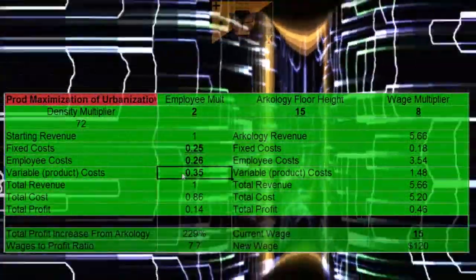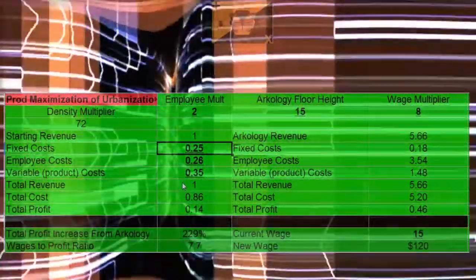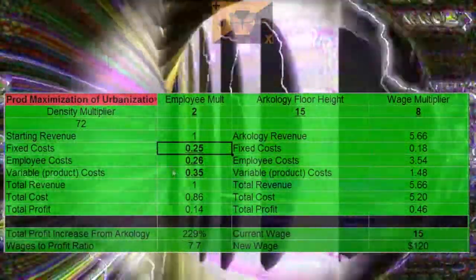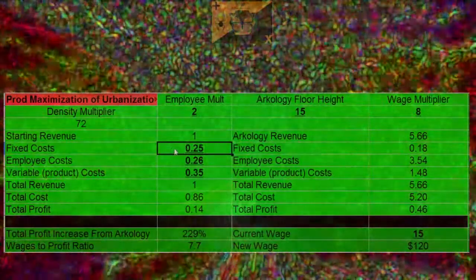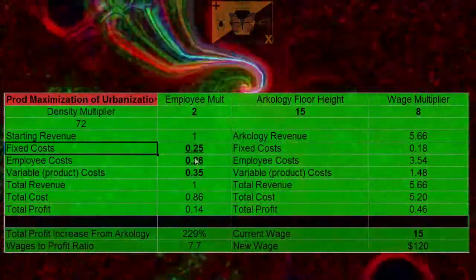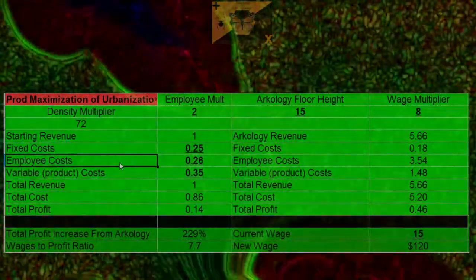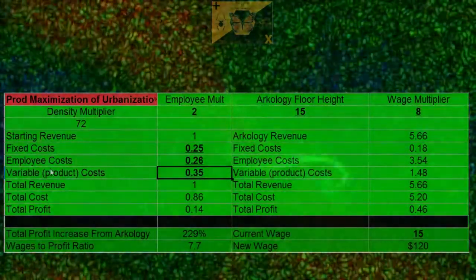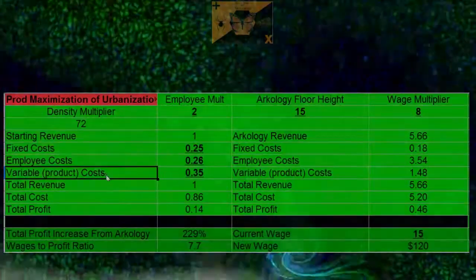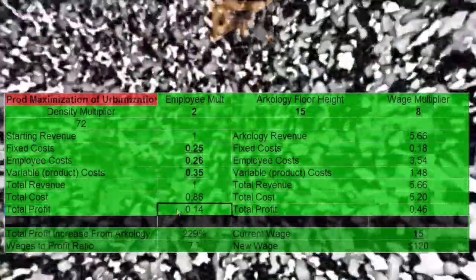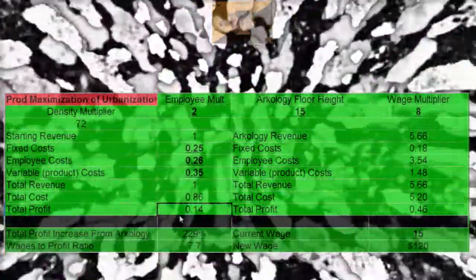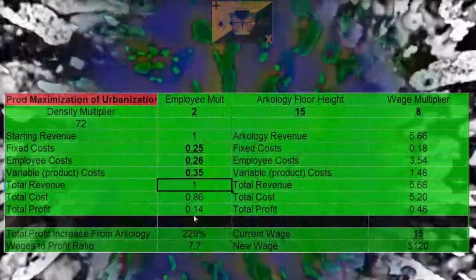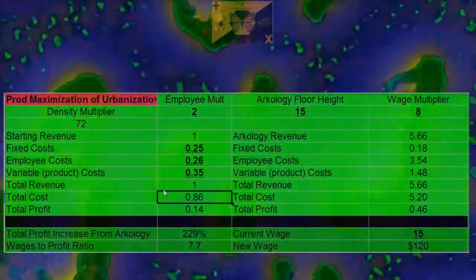And this is percentages based on, I believe, the average McDonald's franchise. So they have 25% fixed costs, 26% employee costs, 35% paper and food costs or variable product costs, and then they have a 14% total profit because you have 1 minus 0.86.